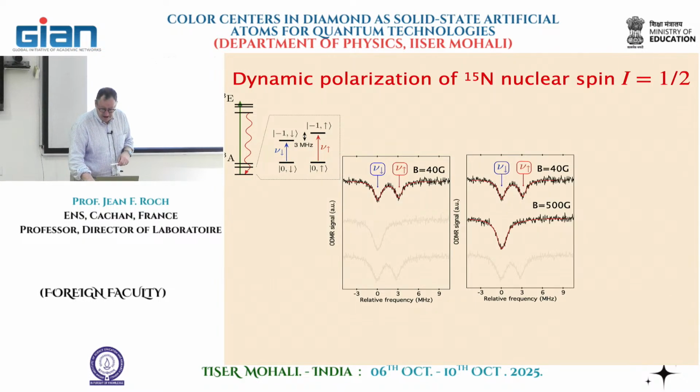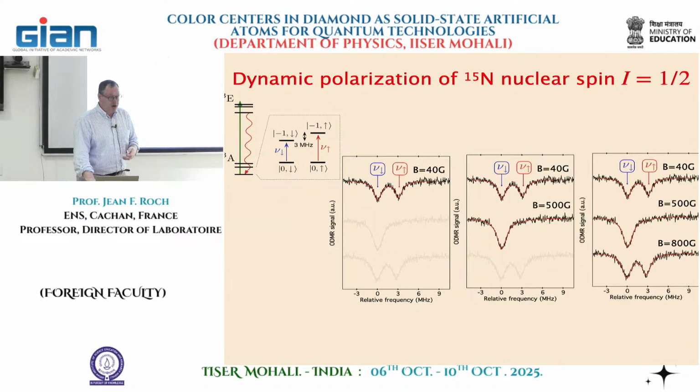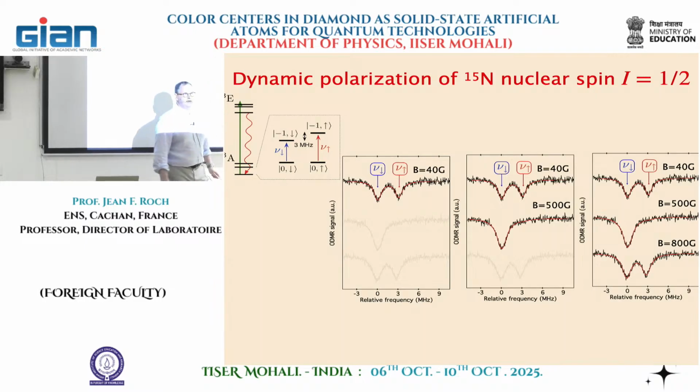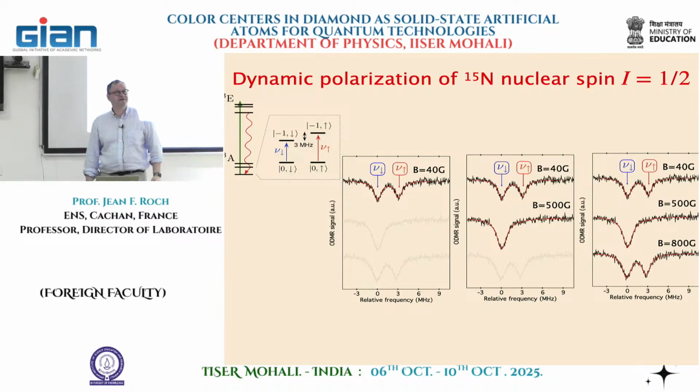Okay, and if I now apply a stronger magnetic field and cross the level anticrossing, you see that with a magnetic field of 800 gauss this effect has disappeared, and I see again the two components of the hyperfine structure.